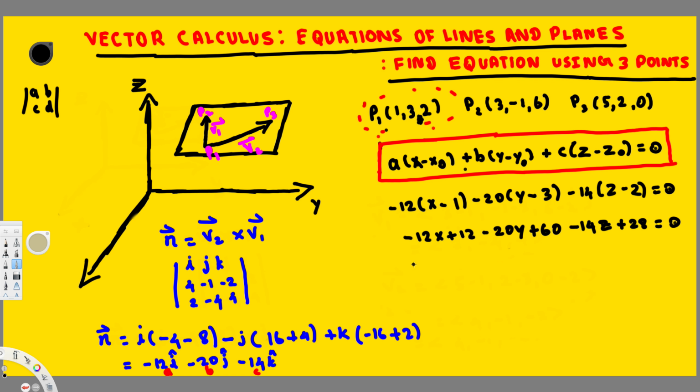And this is going to be negative 12x minus 20y minus 14z, and if you add all of the constants together, like 60 plus these two, 28 plus 12, that's going to give us 40. So 40 plus 60, that's going to give us 100, right? So we are going to have 100 right here, that's going to be equal to 0. Therefore the final answer is going to be minus 12x minus 20y minus 14z is equal to negative 100. And this is going to be the equation of this plane in 3D space.